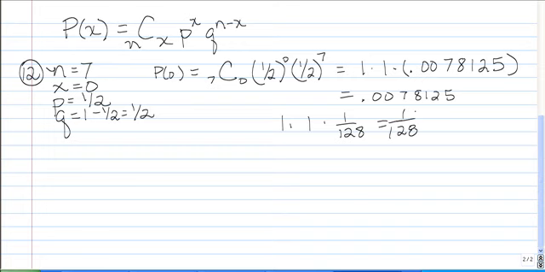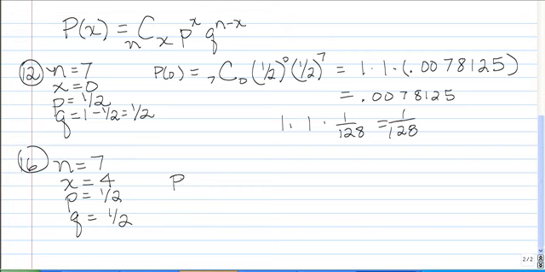Okay, so let's do number 16. Do at least one more of these. We have the same setup. This time, though, we're looking for 4 successes. P is still 1/2. Q is still 1/2. So the probability of 4 successes would be combinations of 7 taken 4 at a time times 1/2 to the 4th times 1/2 to the 3rd.